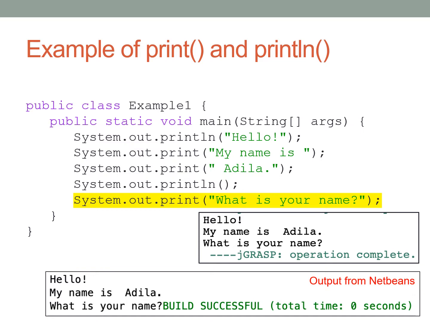What should we do if we want to print on the next line? We can use the println method.